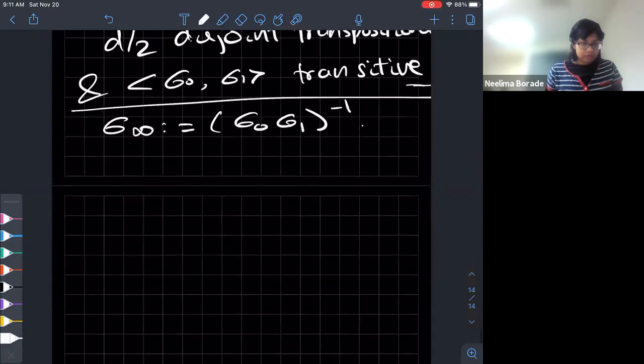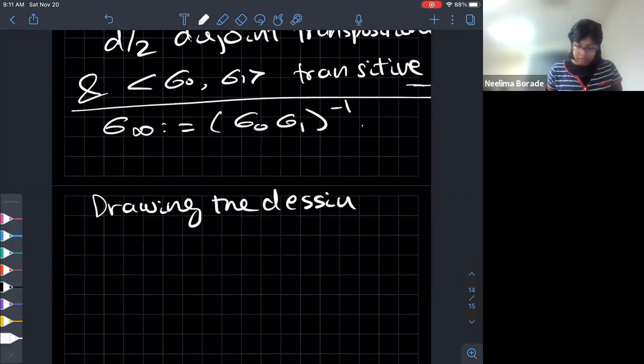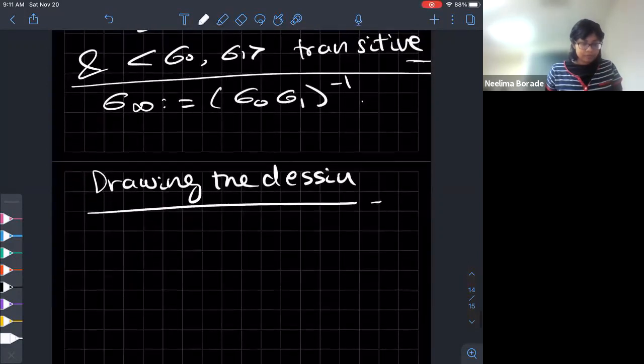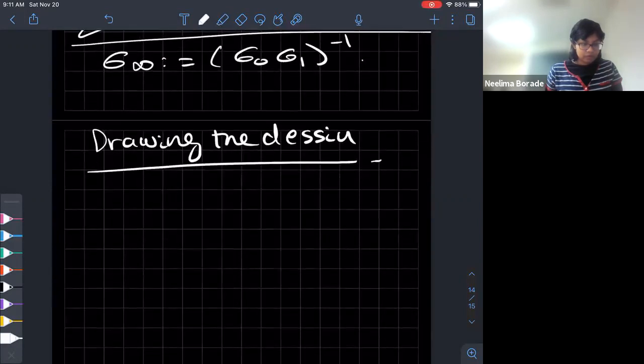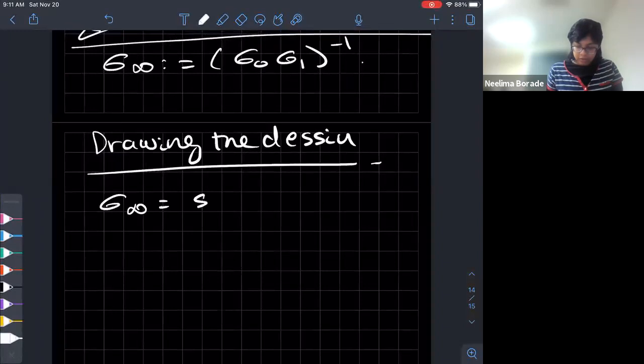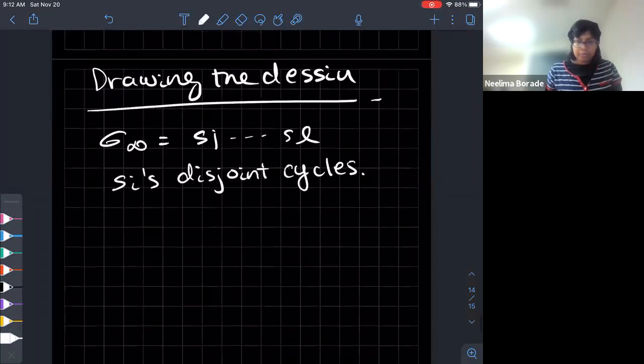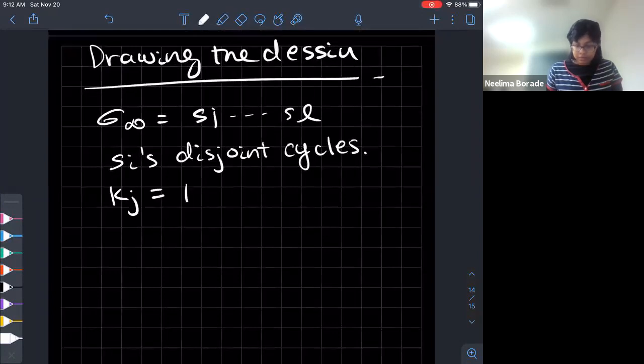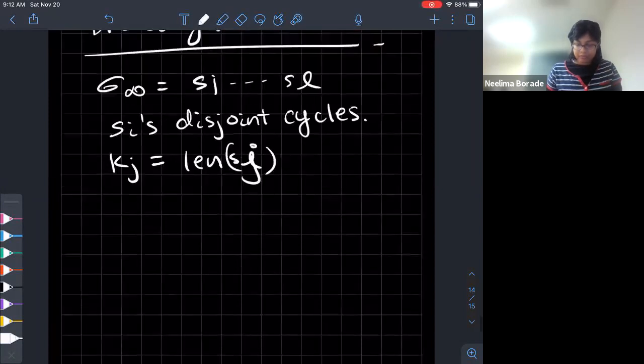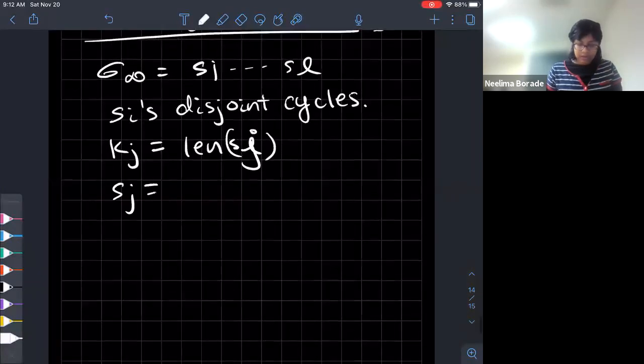Right, so how do we construct the Dessin? So, drawing the Dessin. We start by writing sigma infinity as a product of cycles. So let's say it's S1 up to SL, the S_i are disjoint cycles. And then for each S_i, you have a length of the cycle. So S_j has length K_j. And each S_j you can break down and explicitly write down its cycle elements as i1 up till i_Kj.